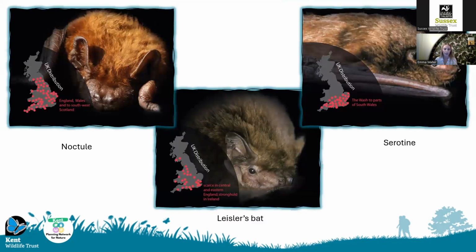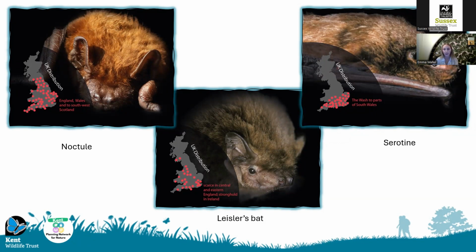So next we have our three largest species of bats. We've got the noctule, Leisler's bat and the serotine. So the greater mouse-eared is technically the UK's largest species, but because there's so few of them, people often refer to the noctule as being the UK's largest species of bat, weighing up to 30 grams with a wingspan between 30 and 40 centimetres. They are a high-flying species, foraging at or above tree canopy level, and often emerge from their roosts before or at sunset.